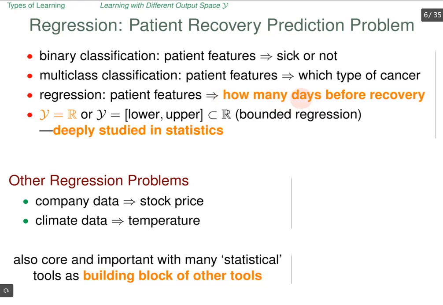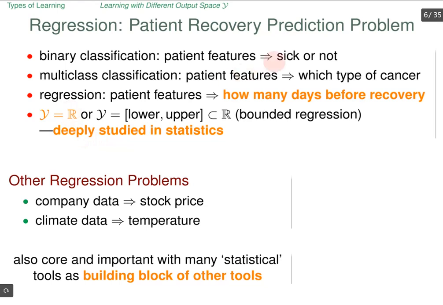So the number of days could be 1 day, 2 days, 100 days, even more, right? So this is kind of an even more extended version of multi-class classification. But here the output y is any real value. Okay, so we have some lower bound and upper bound. In this case, the lower bound could be 1 day. And regression problems are usually deeply studied in statistics.